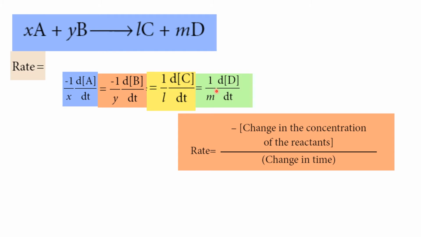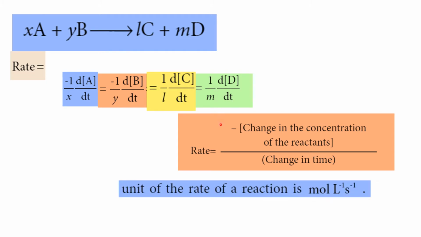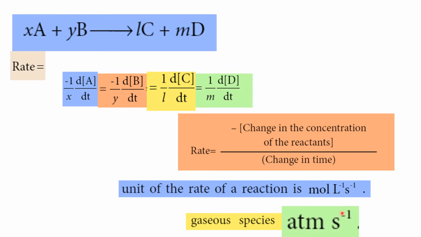Unit of the rate of the reaction is mole per liter per second. This is the unit. Okay. For a gaseous species, the unit equals atmosphere per second. Atmosphere per second.